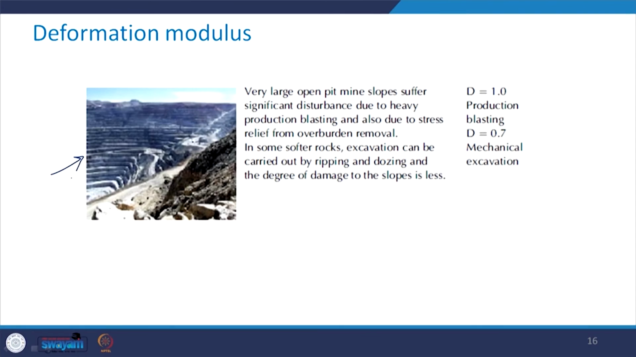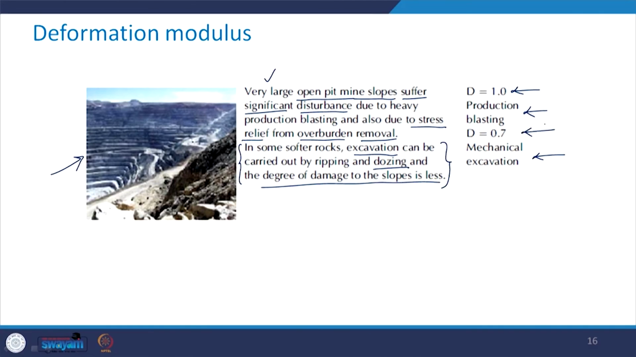The last category looks like this, where you have very large open pit mine slopes which suffer significant disturbance due to heavy production blasting and also due to stress relief from the overburden removal. Now, in case of some softer rocks, excavation can be carried out by ripping and dozing, and the degree of damage to these slopes is less in that case. So, in case if you have the production blasting, this D is as high as 1, and in case you have mechanical excavation, this value of D is 0.7.